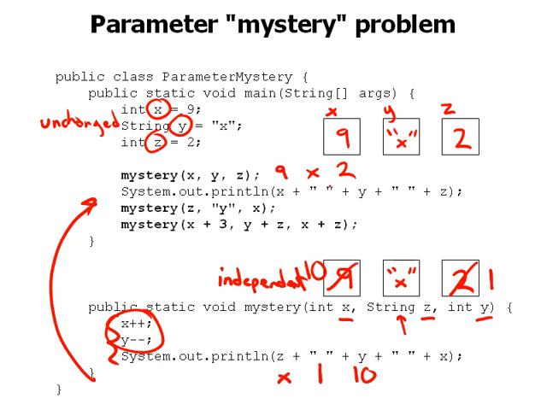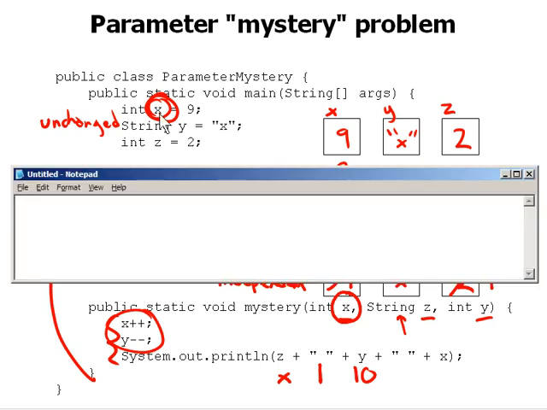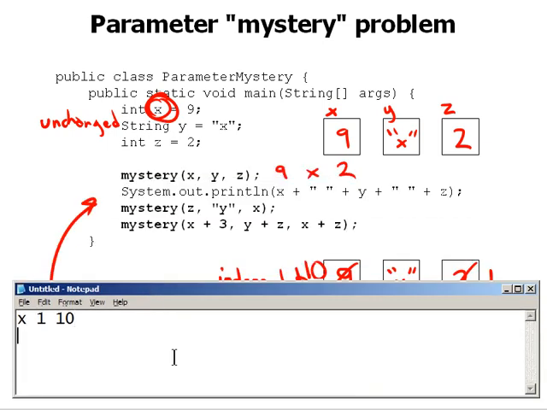So it's important to understand that even though there's an x down here in this mystery method and there's an x up here in the main method, they're really not connected to each other at all. So that's the output from those first two lines of our program. I'm going to go ahead and write these down in a notepad so that I can remember them. We had x 1 10 from the first call to mystery, and then after that we had 9 x 2 from main.